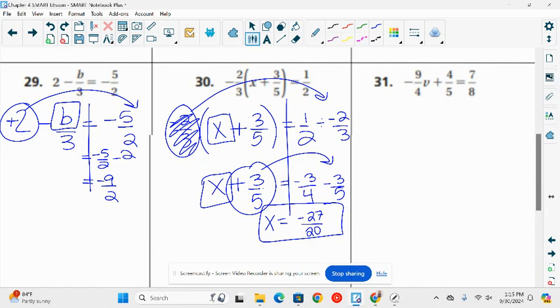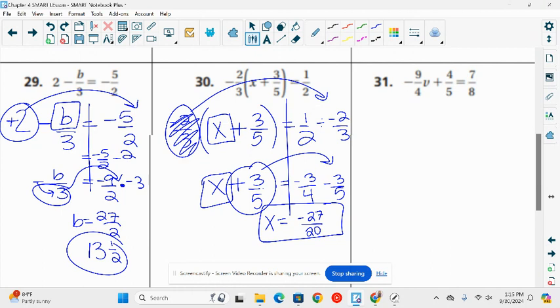So I still have this minus b over 3. What am I going to do with that minus? I'm going to give it to the 3. So now it's negative 3. So I'm moving that negative 3 over using what operation? Multiplication. So times negative 3. So negative 9 halves times negative 3 gives me 27 halves. 27 halves, or if you were to change it to a mixed number, 13 and 1 half.